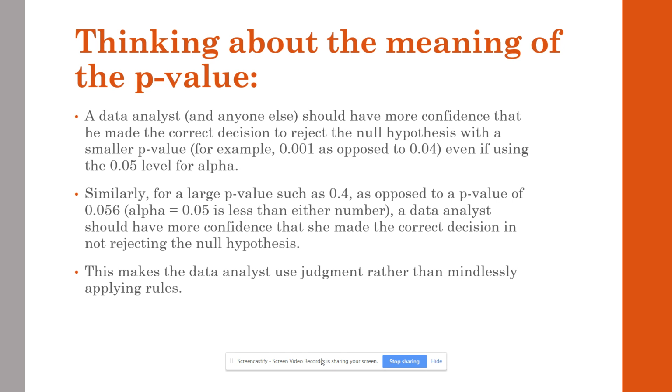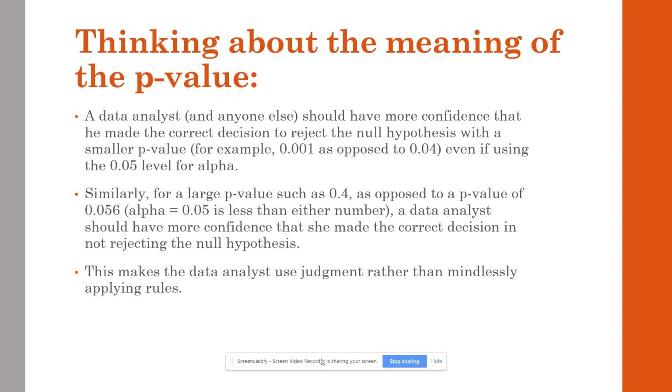So let's think about the meaning of the p-value. A data analyst or anyone else should be more confident that they've made the correct decision to reject the null with a smaller p-value. So for example, if my p-value is 0.001 as opposed to 0.04, even though I'm using a 0.05 level for the alpha or the level of significance. So think about it this way. The smaller and smaller my p-value is, the more I can feel confident in my results.